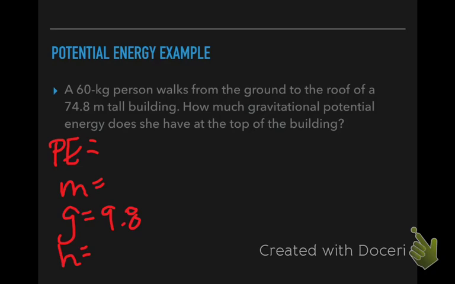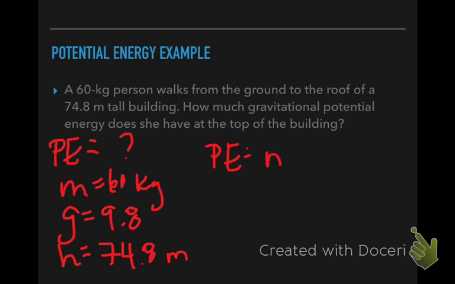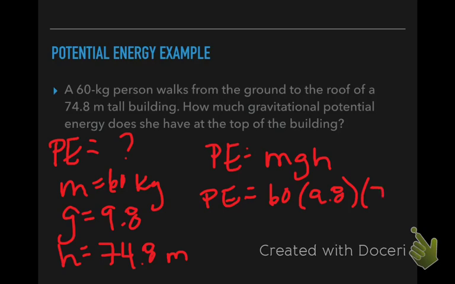Now the mass, it states, is 60 kilograms, a 60 kilogram person, and the height is 74.8 meters. So our big fat question mark is our PE value. So we're going to write PE equals mgh. Then we're going to plug in our numbers. PE equals 60 times 9.8 times 74.8.